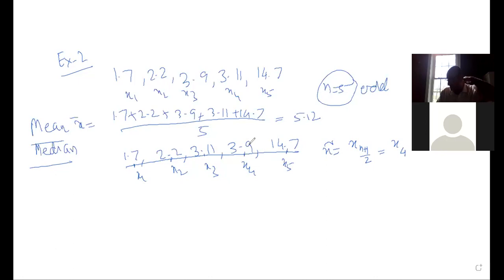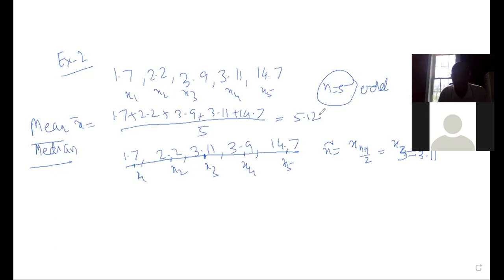Right, guys? So what is the definition? Let me just revise this, guys. Just give me a minute. X of (n plus 1) divided by 2. So n plus 1, your n is equal to 1, 2, 3, 4, and 5. 5 plus 1 is 6, I'm sorry. So 6 divided by 2, that is equal to 3. So x3 is equal to 3.11. That means my median is equal to 3.11.